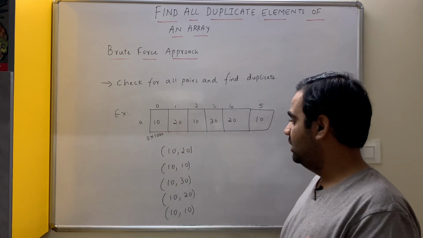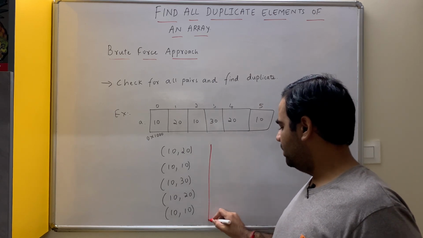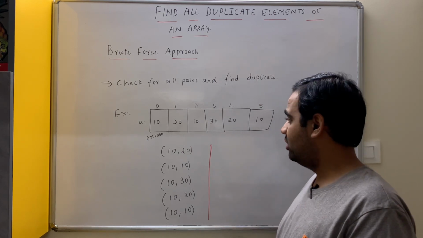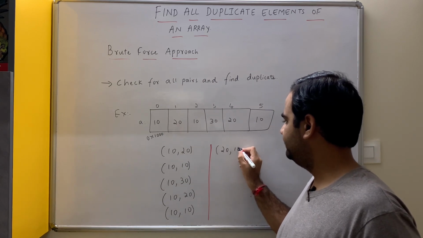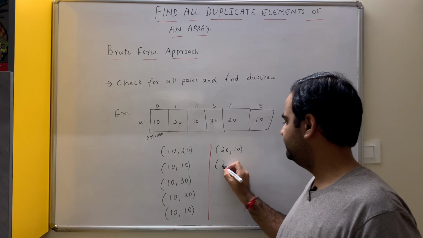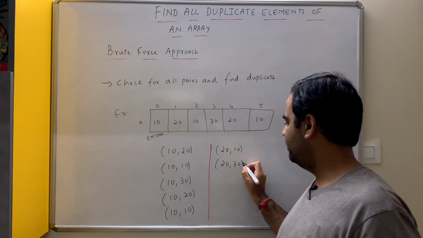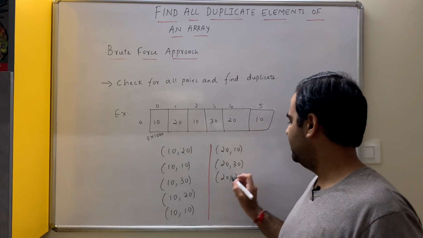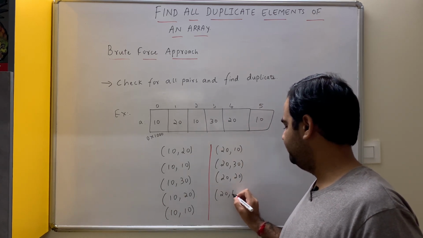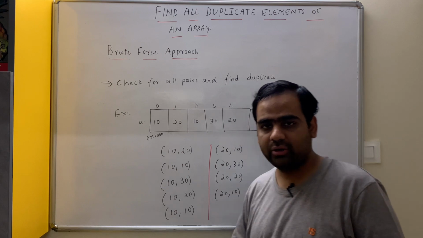Okay, now we will find all the pairs with respect to 20. What are the pairs with respect to 20 at index 1? 20 10, 20 30, 20 20, and 20 10 and 20 10. These are all the pairs with respect to 20.